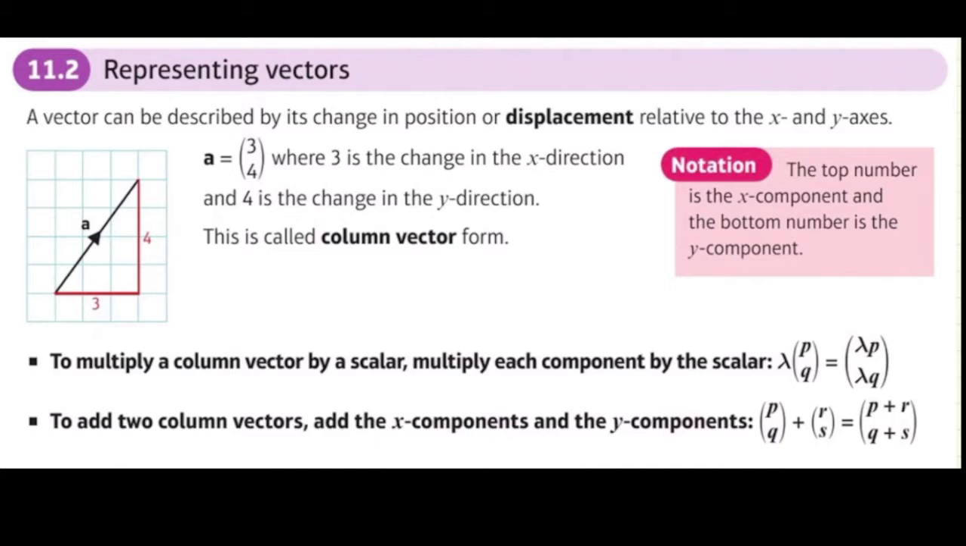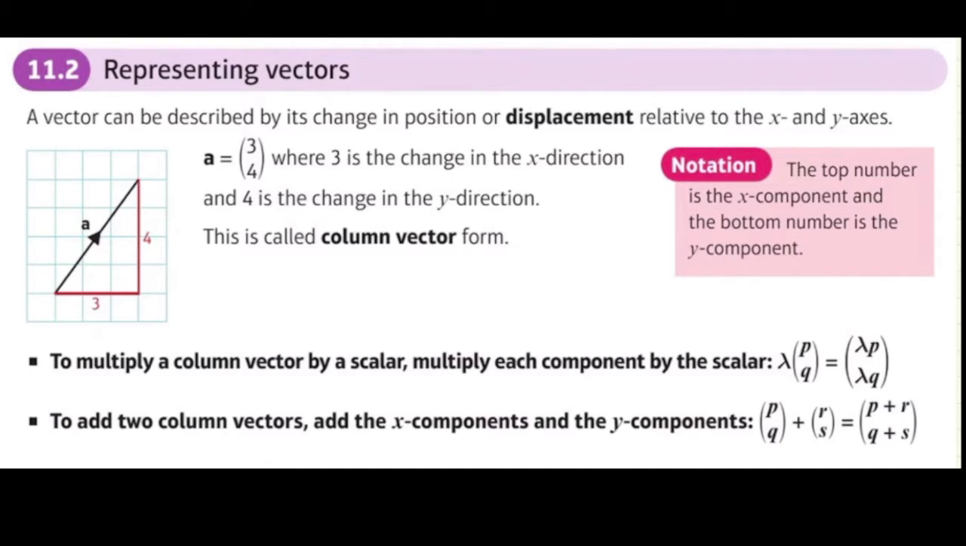11.2 Representing vectors. There are two ways that we may describe vectors at A-level: column vectors, which you've met when looking at translating shapes, and unit vectors, or IJ notation. Column vectors are written as one number above the other in brackets, where the top number represents the x component and the bottom number the y component.